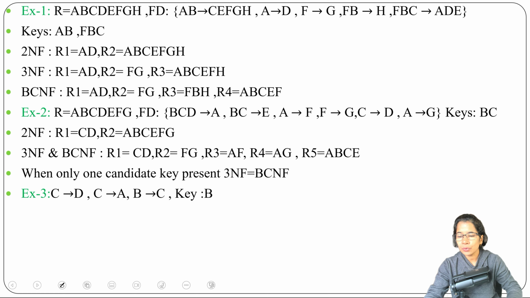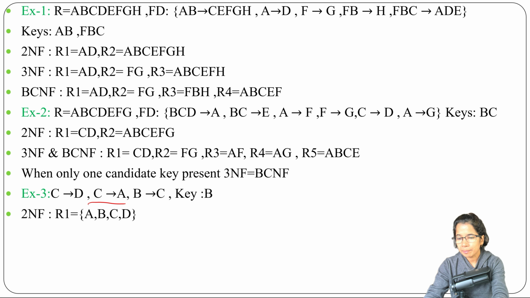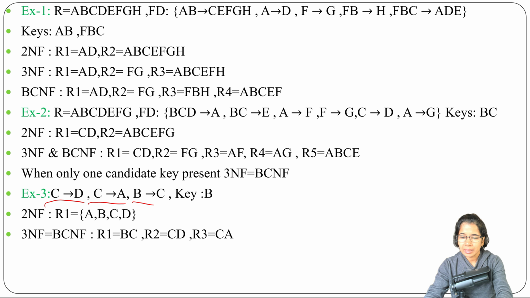Let's see another example, example 3. C implies D, C implies A, B implies C. Here key equals B. B positive closure equals B, C, A, D, all the attributes, that's why key equals B. Now 2NF, there are no partial dependencies, so 2NF will contain A, B, C, D. Now in 3NF we will separate C, A and C, D from BC. So there will be BC, CD, CA. 3 relations, and here 3NF equals BCNF as there is just one key. After the split, the maximum we can go is 2 attributes. Here every relation contains 2 attributes, so we cannot decompose anymore.